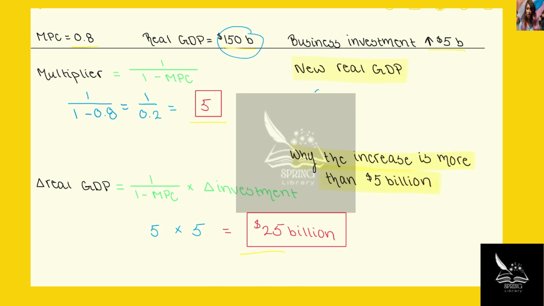So starting with this new real GDP, we're just going to take what we started with, which was that $150 billion, plus that change in real GDP that we found down here to be $25 billion, which gives us a new real GDP of $175 billion.